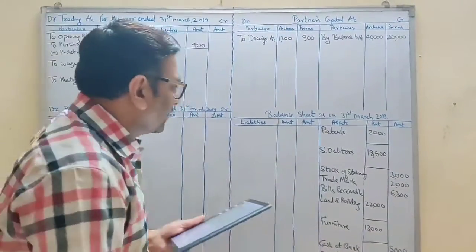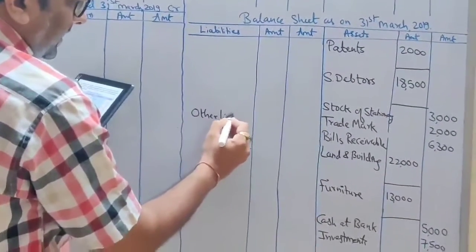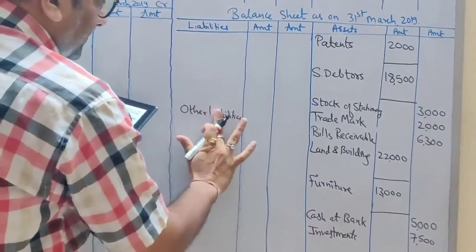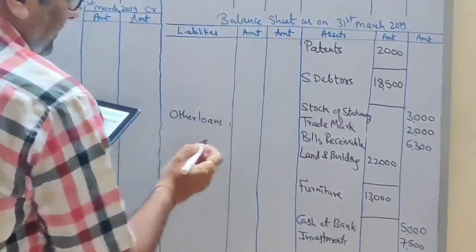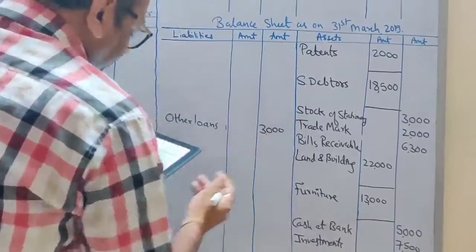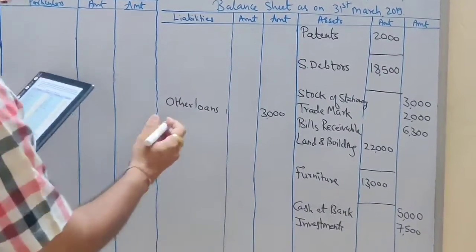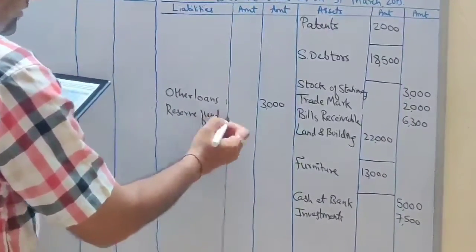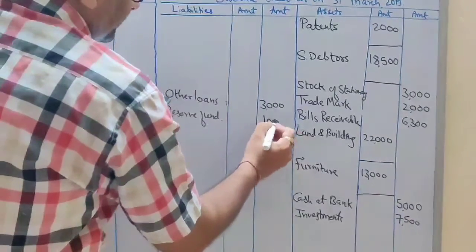Then they have given other loans. It's a liability. So write it on the liability side. Other liabilities, sorry, other loans. So other loans are given. You will write it on the liability side. Other loans 3,000. No adjustment. Then reserve fund. Reserve fund is your accumulated profit. So again this will go in the liability side, 1,000.